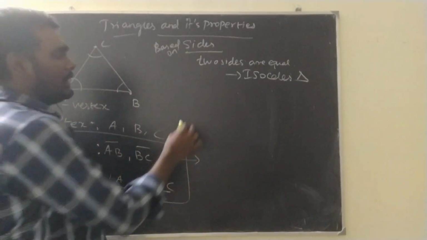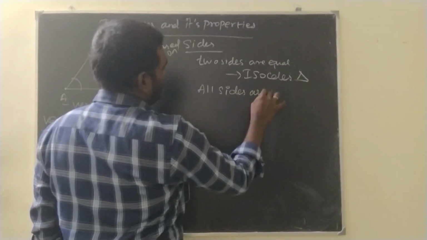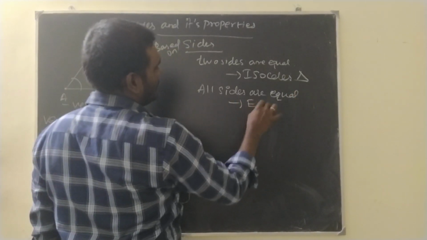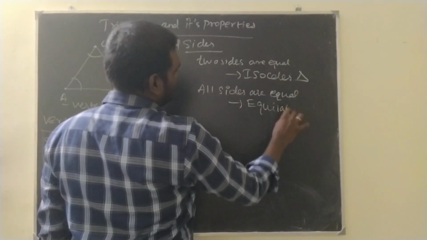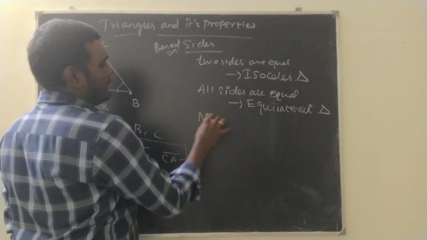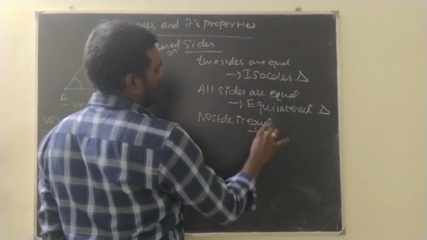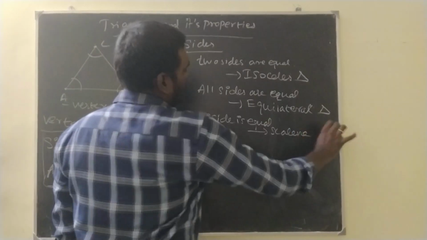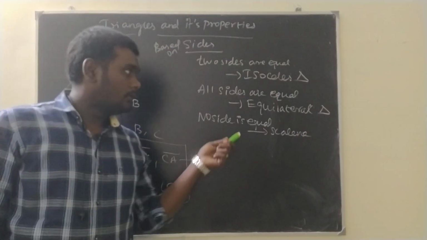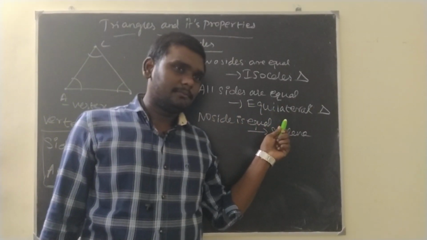If all the sides are equal, then that is called an equilateral triangle. If no side is equal, then that is a scalene triangle. Okay. See, can we say an equilateral triangle is an isosceles triangle?